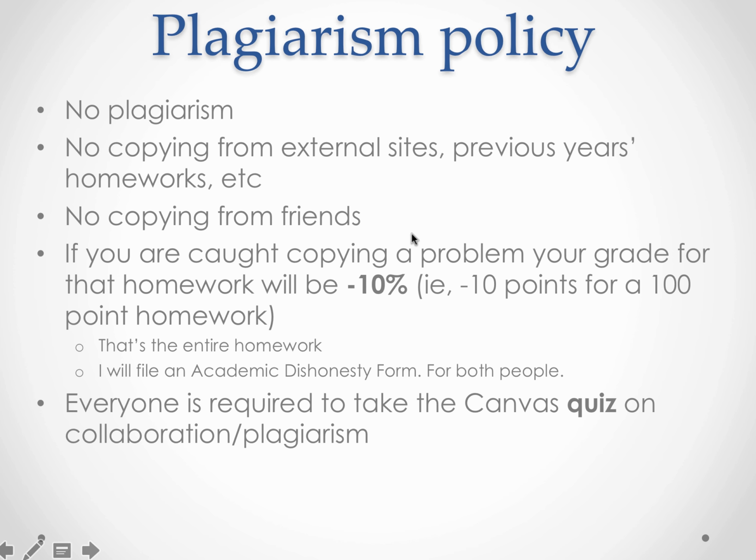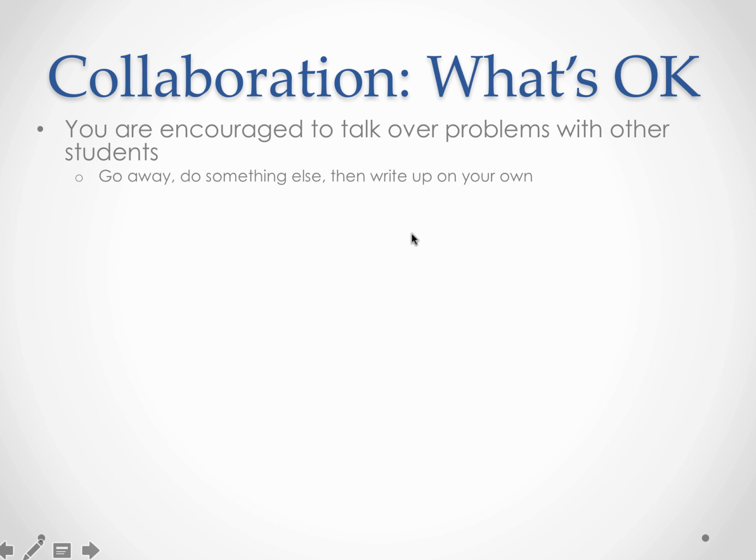Like I mentioned, there's a quiz on Canvas. Go take it. If you have any questions, ask. And I really, really hate filing academic dishonesty forms. I usually end up filing somewhere between 2 and 12 every quarter. Please make this a quarter where I don't have to file very many.